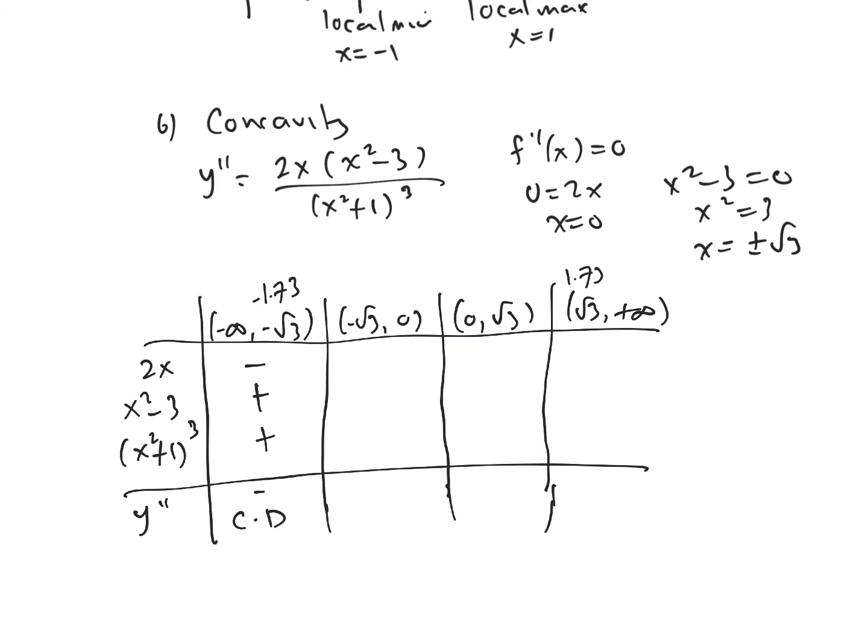I'll pick a number between -3 and 0, so I'll just pick -1. So that's going to be concave up, and then I'll pick a number between 0 and 1.73, so I'll just pick 1. So negative, so concave down, and then we'll pick a number in this interval. So concave up. So that gives us a bit more information when we're graphing. Okay, so at this point we should be able to put everything together.